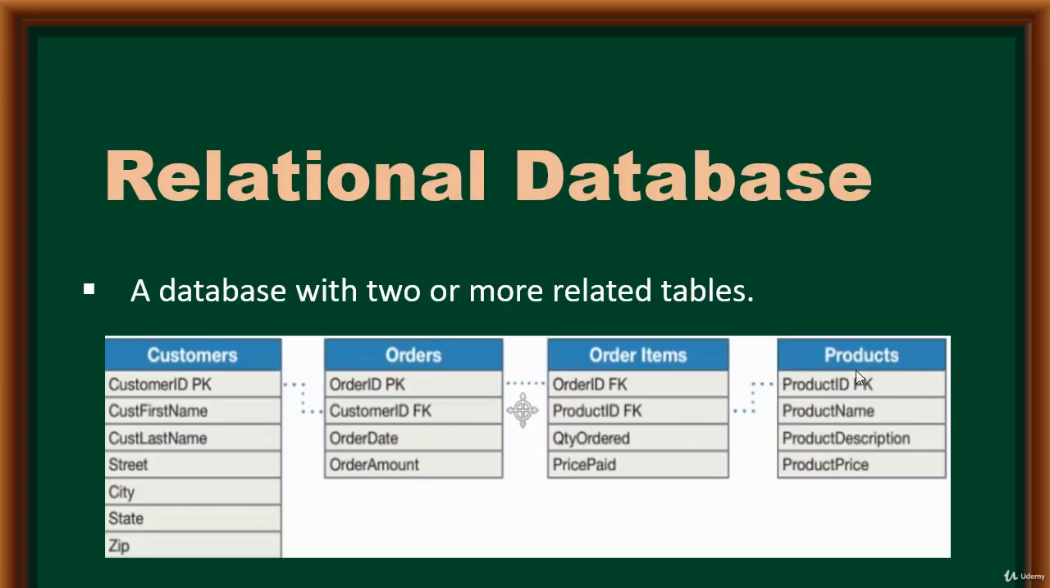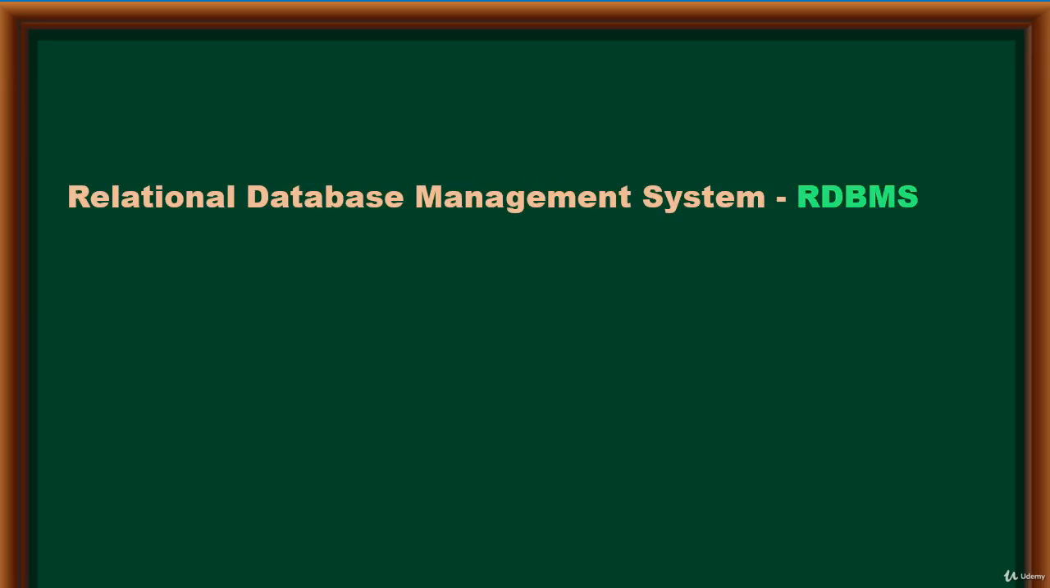Likewise, we've got a table called products. You can see that we've got a product ID and we've also got a product ID in this order item. So you can see the dot here representing the relationship between the tables.